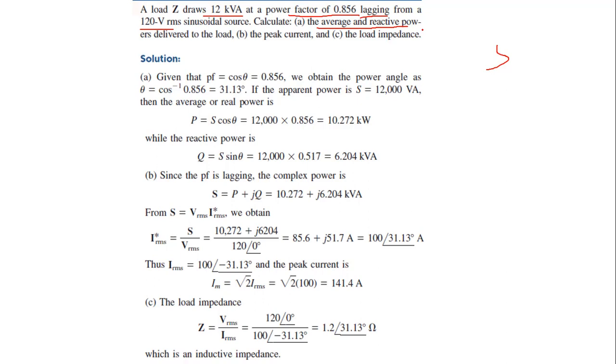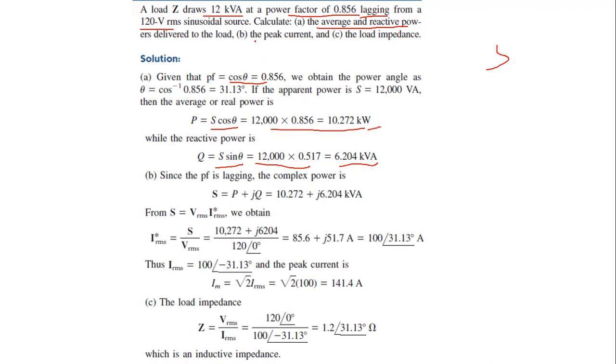S is given. So how can we find out P? And cos theta value is also given, right? So we can find P as P is equal to S cos theta, apparent power into cos theta. So this will give you the value of real power. Q is S sin theta. So this will give you the value of reactive power. Real power is expressed in watts. Reactive power is expressed in volt amperes reactive.